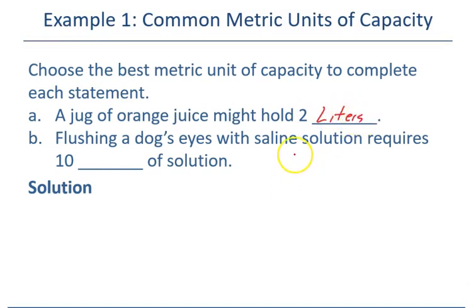Now, flushing a dog's eyes with saline solution requires, well, that was probably going to be a little bit small. It wouldn't be liters. I wouldn't want to shove that down and have a whole drowning. So let's think of probably milliliters. So that might be something we could think of. Now remember, once again, the rules still apply that whatever we want to keep is going to end up being our numerator, and whatever we want to get rid of is going to be our denominator. So let's do a conversion real fast.